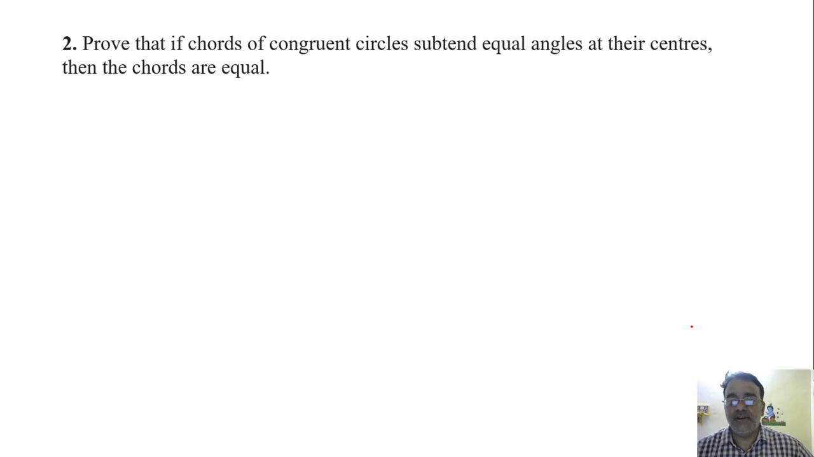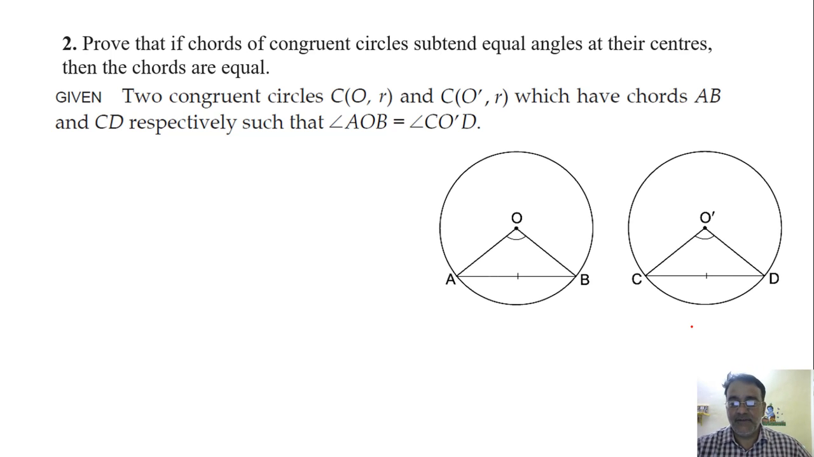If two chords of congruent circles subtend equal angle at their centers, then the chords are equal. So बिल्कुल similar है. यहाँ पे अब angle equal दिया हुआ है. These two angles are equal, and we have to show that chords are also equal. So we'll start with, that means AB is equals to CD we have to prove. We'll start with OA is equals to O dash C, radii of the congruent circles, and OB is equals to O dash D, radii of the congruent circles, and these two angles are equal, given.